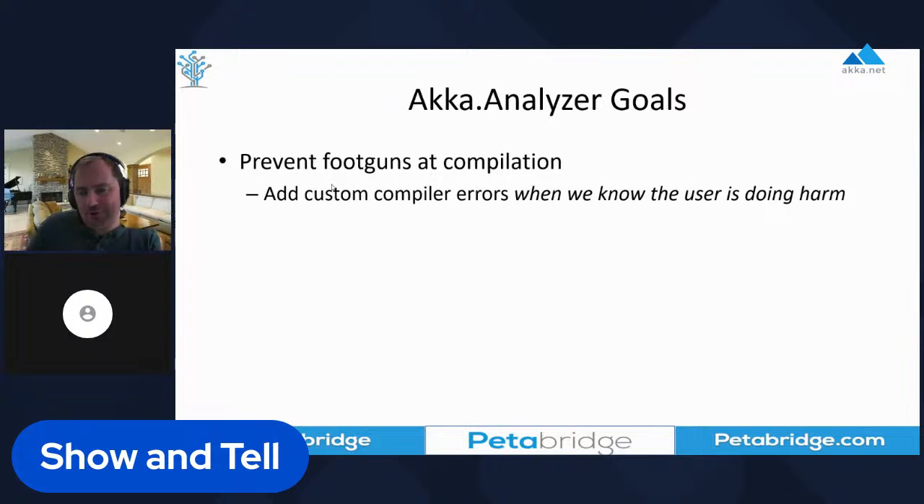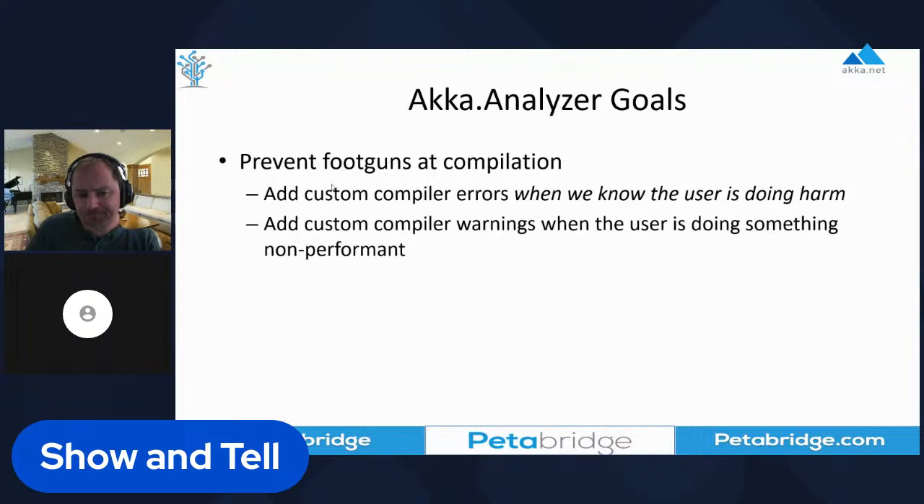So when we know the user's doing something harmful, we can add a custom compiler warning. We can also add compiler warnings when we know the user's doing something that's non-performant. An example of a user doing harm is creating a situation that's going to deadlock. If we can detect that, we need to flag it as an error and just say, no, you need to change this.